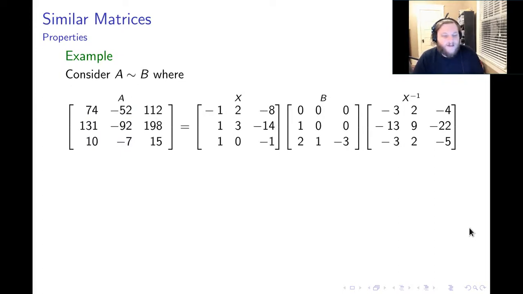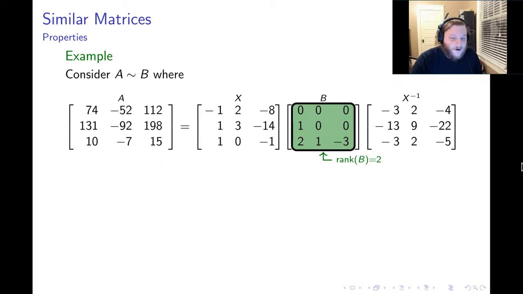So let's look at an example. Here we have an example of A and B being similar matrices. Here, A is this ugly 3x3 matrix, but this equation is telling us that A is similar to B, and B is this nice 3x3 matrix. The fact that A is similar to B here, and B is such a nice matrix, makes A a lot easier to study. For example, the rank of B here is equal to 2. We can see that the first two columns of B are definitely not multiples of each other, but the third column is a multiple of the second. So the rank of this matrix B is 2.